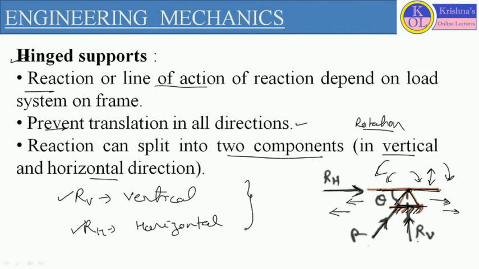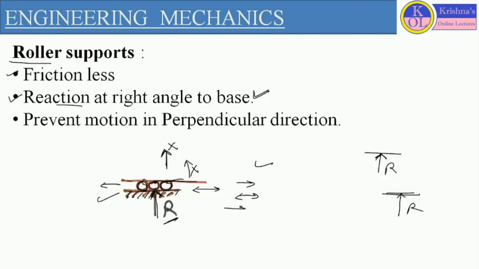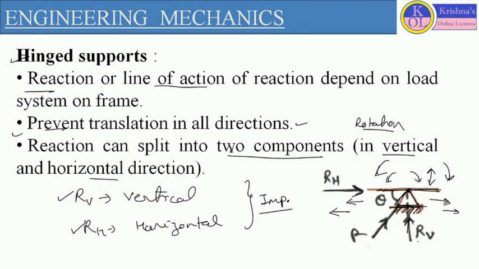So when you solve numericals, you will get a better idea about the supports. But this point you need to remember. This is a very, very important point when you solve questions related to trusses and frames. And the difference is, here the hinge support is preventing translation in all directions, but here translation is possible along the horizontal surface, but there is no translation possible in the perpendicular direction.